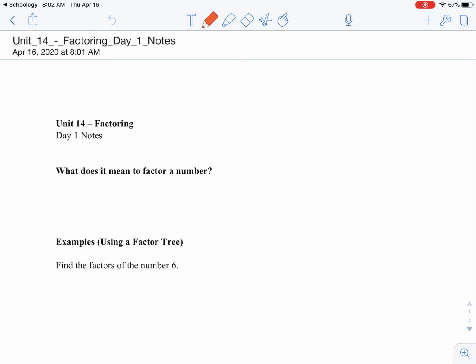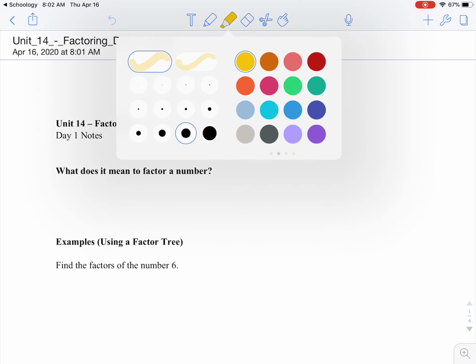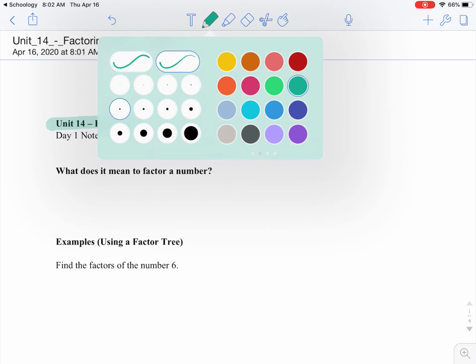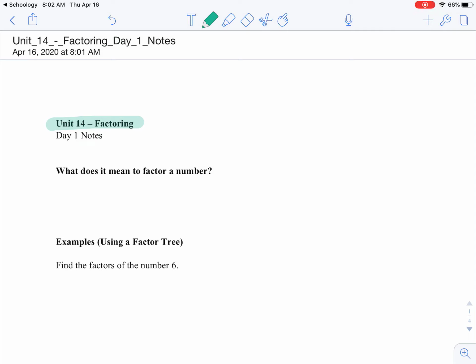We are going to start Unit 14. Unit 14 is all about factoring. So when we think of key skills you need to move forward in geometry and then Algebra 2 your junior year and so on, factoring is one of the key topics that we need to understand.